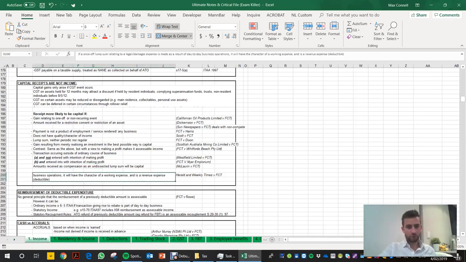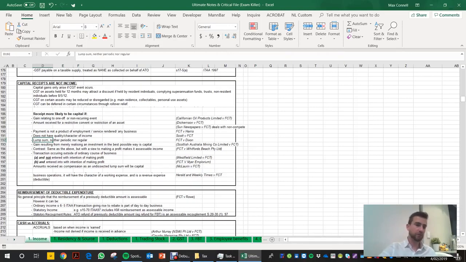Of course, there's no one situation where this is definitely capital or definitely income. Again, you've got to weigh up the different facts and which way they're leaning towards being capital or income, and make a judgment based on case law predominantly, but also the relevant section reference from the Tax Act.